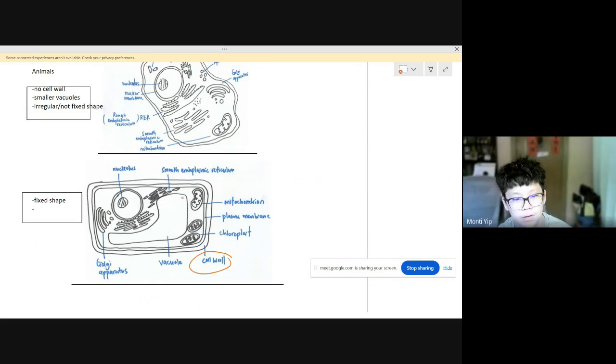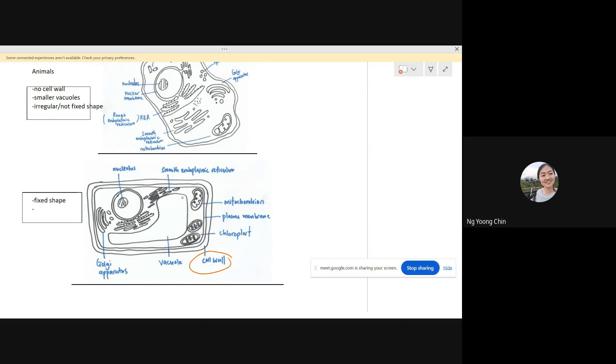They have this hard, rigid cell wall surrounding the inside, which is the cell membrane. The cell wall surrounds the cell membrane. So the cell wall is the most exterior part, and the cell membrane is the inner part. Can you see this? This is the cell membrane. First, they have a cell wall.